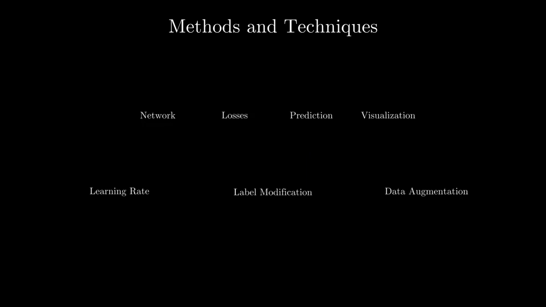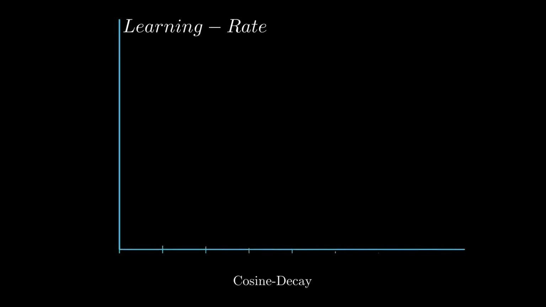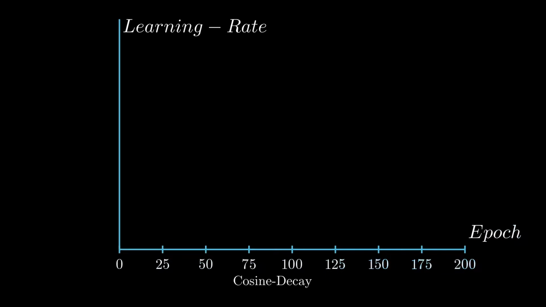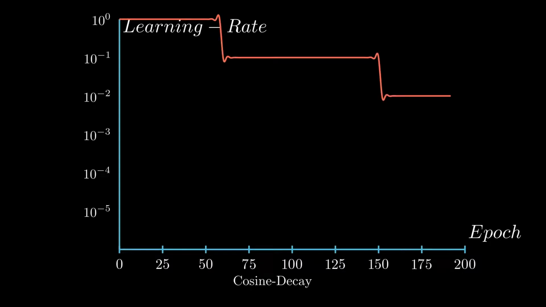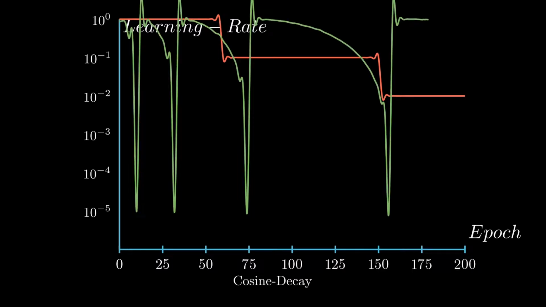Learning rate determines the step size which an algorithm takes. Proper scheduling of the learning rate is crucial for the convergence. The graph shows the evolution of the learning rate with epochs. The red graph shows a stepwise decaying learning rate and the green graph shows a cosine decaying learning rate, which is used in this problem.